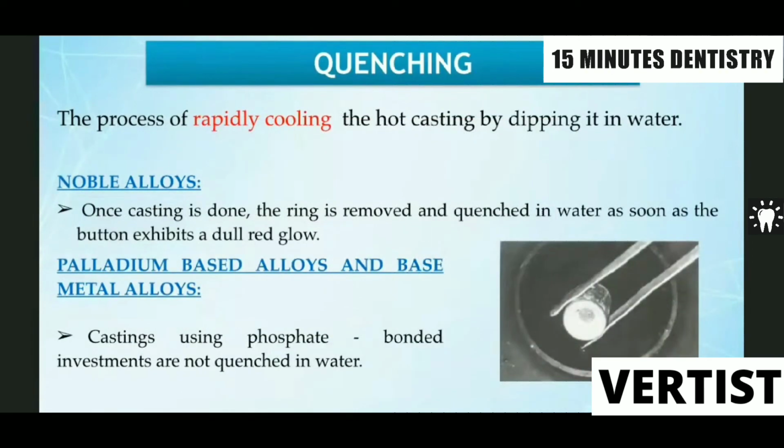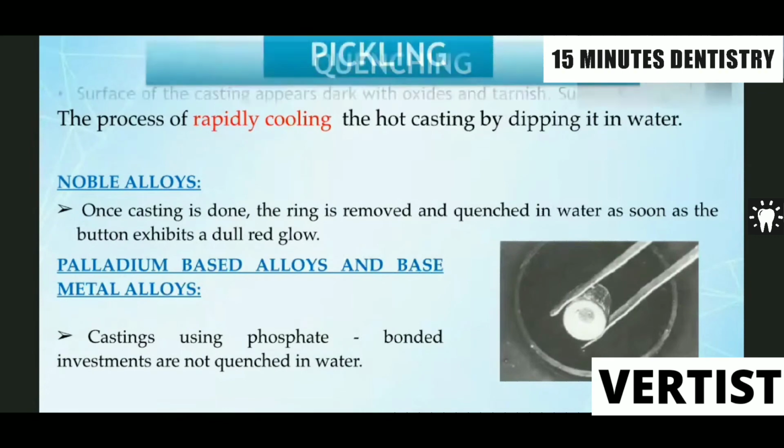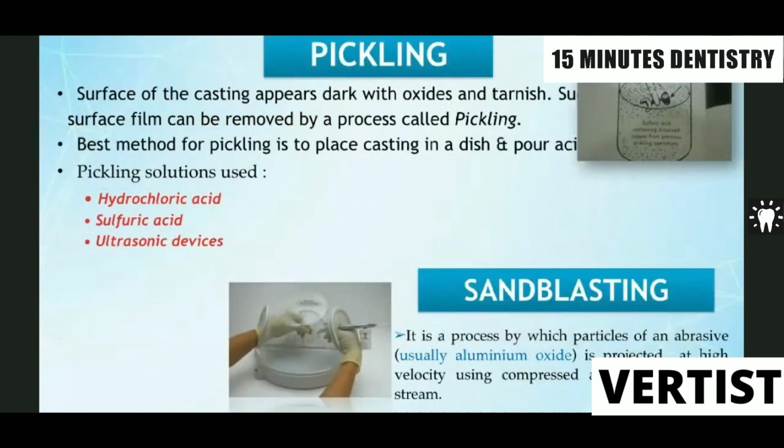Quenching, what is this quenching? It is a process of rapidly cooling the hot casting by dipping it into water. So for noble metal, once casting is done, the ring is removed and quenched in water, and the button, when you heat the alloy, appears like a red mirror, and it is an indication whether the alloy is cooled or not. Your platinum based alloys and base metal alloys are not quenched in water. So we generally carry it out with your cast cooled alloys.